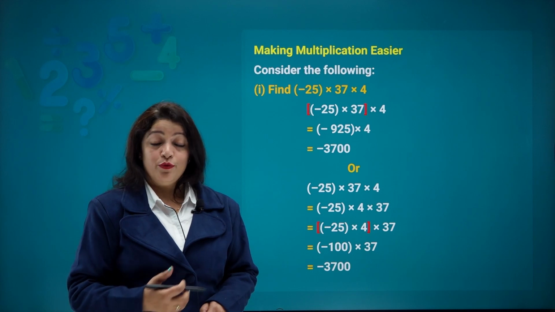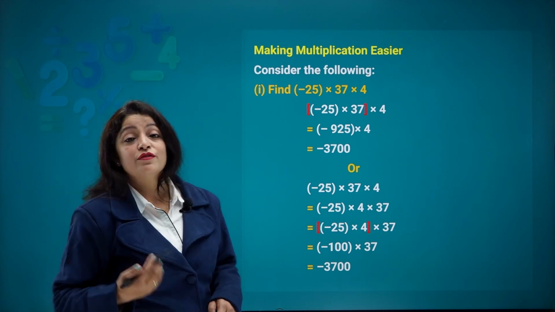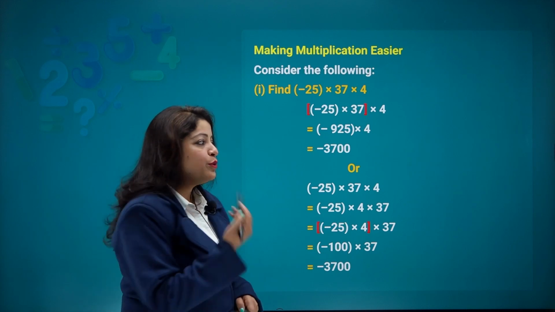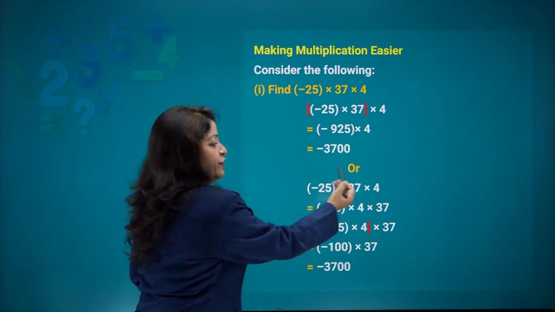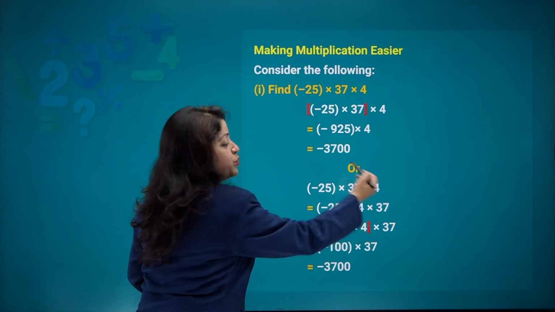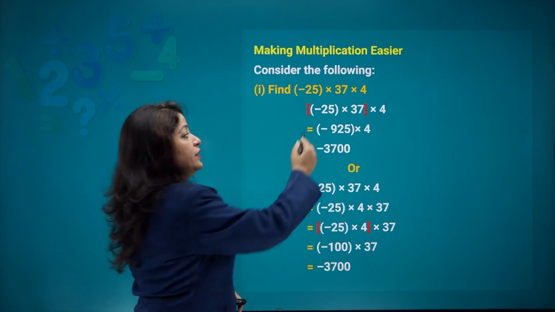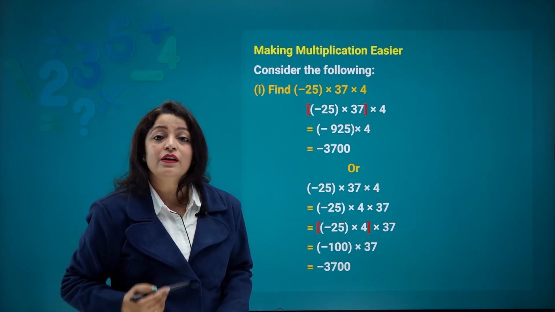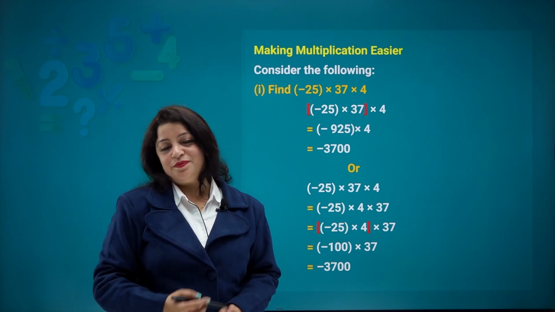So we can use these properties, associative, distributive property, so that we can reduce the calculation work. We can even do it mentally as well. 25 times 4 is 100, and any number multiplied by 100, you just put 2 zeros. But to find 25 times 37, you need to do it by the column method here.